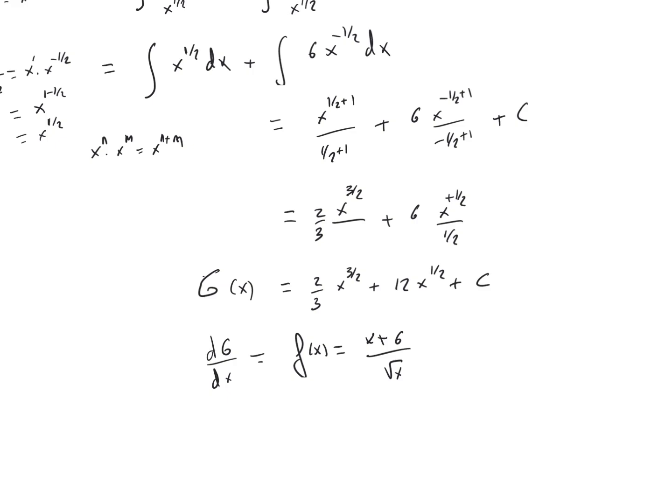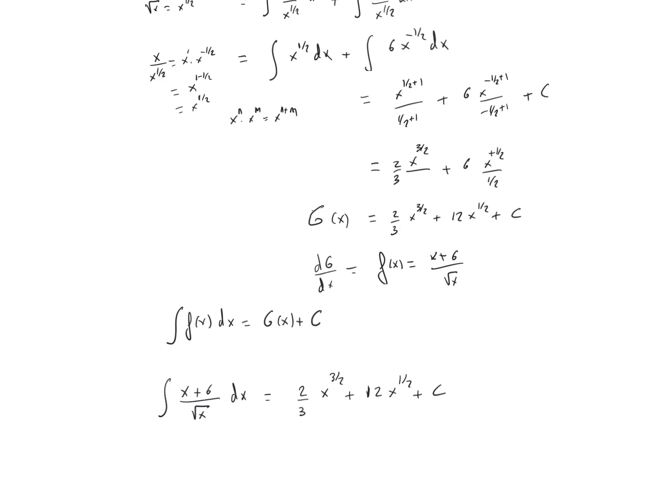Our final conclusion here is that the integral of f of x dx is g of x plus C, where f of x is x plus 6 divided by the square root of x. So the integral is the antiderivative of this function, and we have proven that if we take the derivative of g of x, g prime of x, we will obtain f of x.